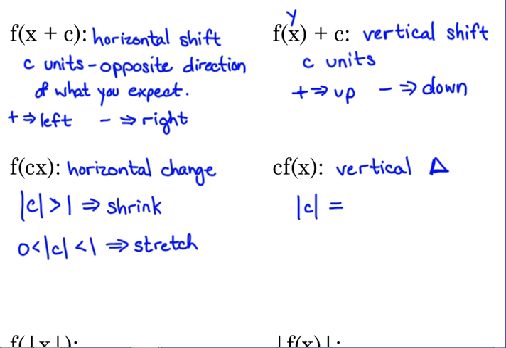So if c is greater than 1, then that is a vertical stretch. When we multiply the function by 4, it does make it taller. When we multiply the function by 1/2, it does make it shorter. That's a shrink.